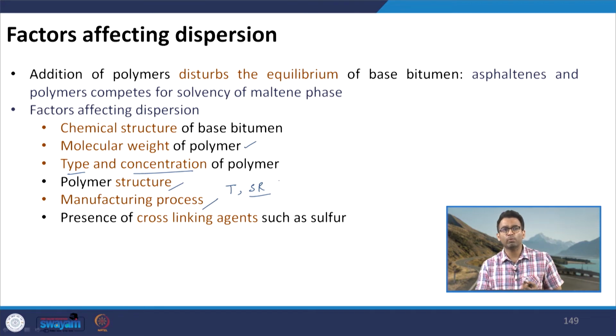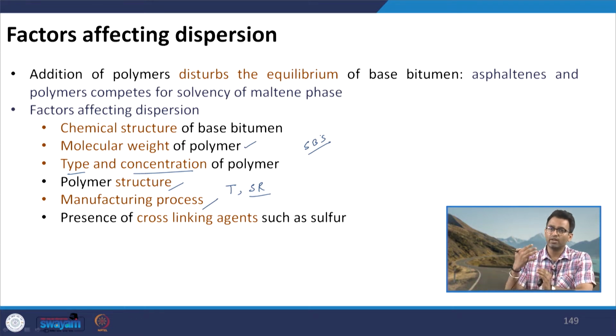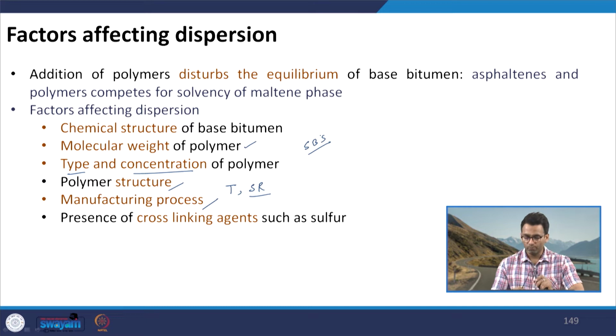Now, for some of the polymers, let us say we talk about an elastomer like SBS. In styrene butadiene styrene, SBS, we have polystyrene blocks and we have a butadiene block. The glass transition temperature of this polystyrene block is around 100 degrees Celsius. So, above 100 degrees Celsius, the molecules will start becoming more mobile in nature, they will have a tendency to deform. So, at this point it becomes very critical at what shear rate we are mixing the polymer with the base bitumen.